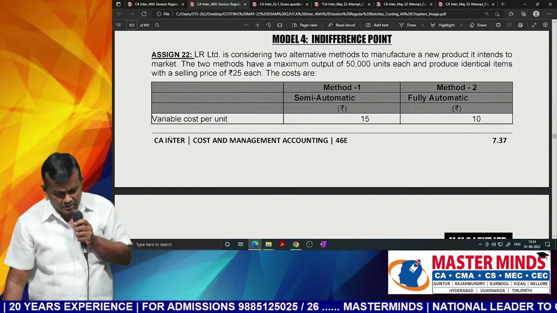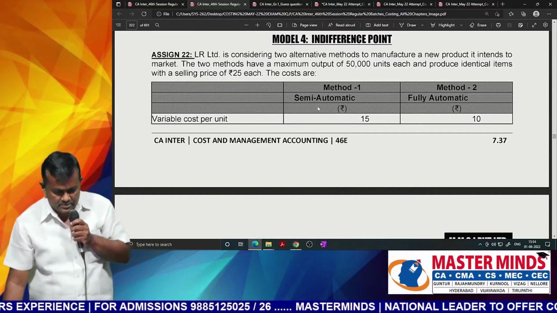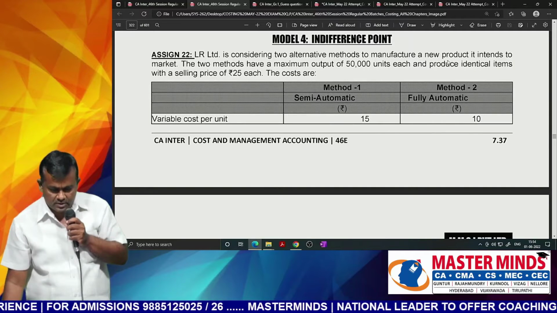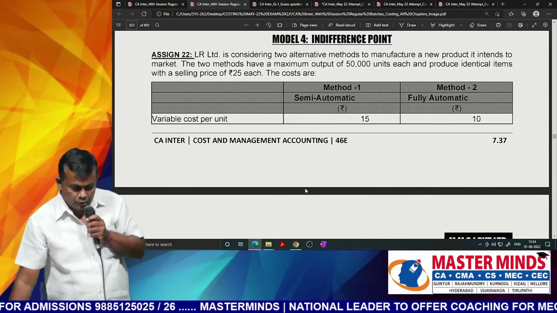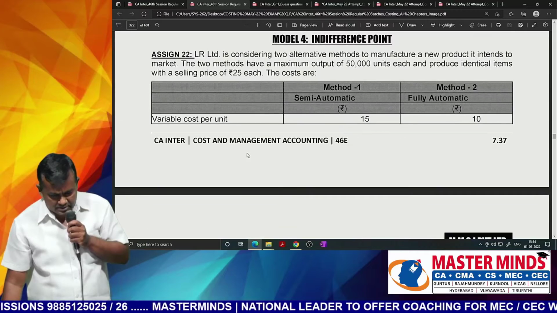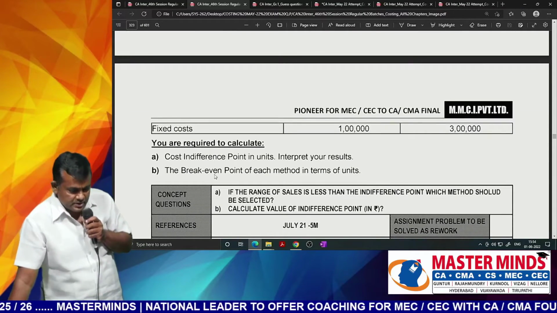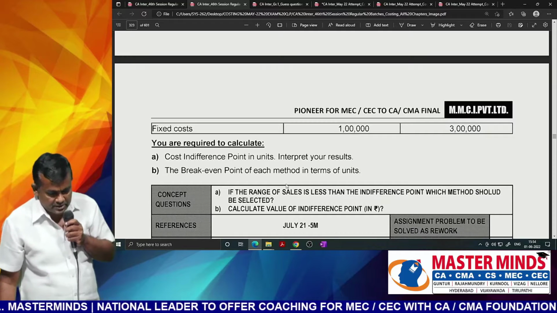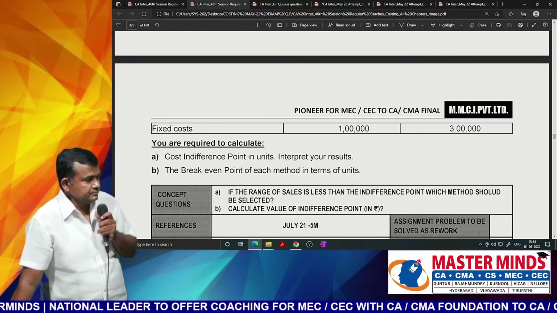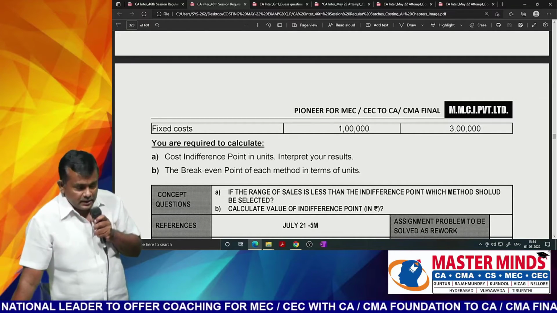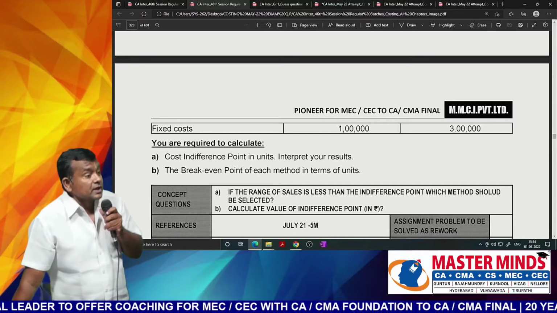So here variable cost per unit in method 1, that is the semi-automatic method, is 15 rupees. In method 2, fully automatic, 10 rupees. Next, fixed cost in method 1 is 1 lakh. In method 2, 3 lakhs. So here the question is asking the cost indifference point in units, interpret your results. So here decision making is based on the cost indifference point.